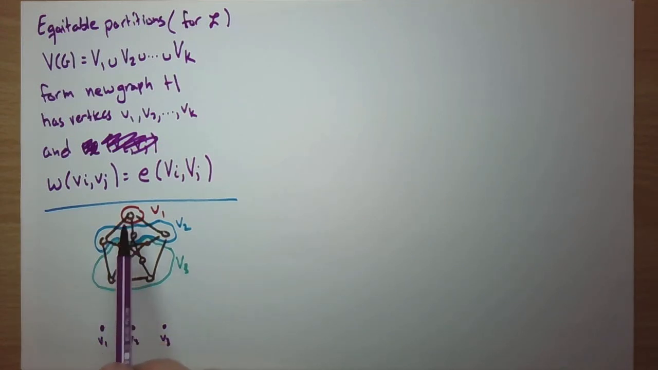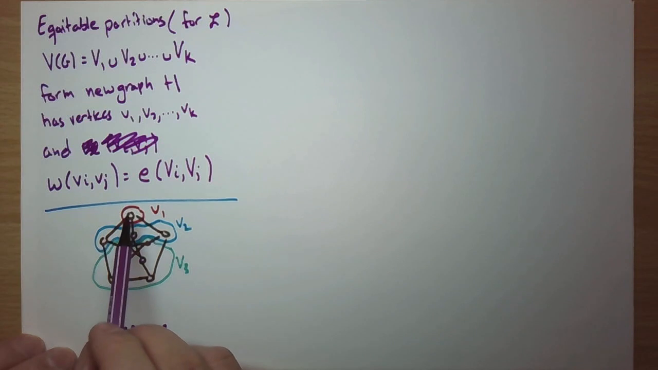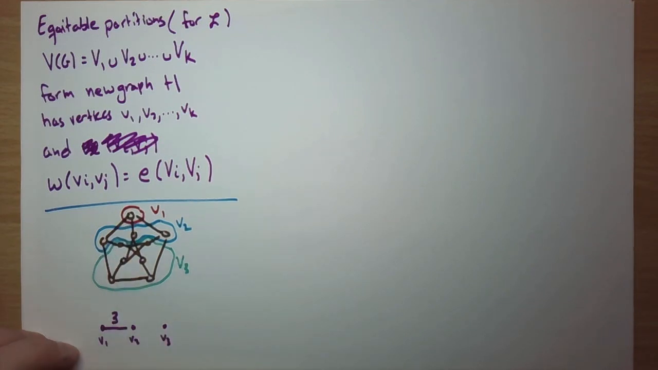All right, from V1 to V2, how many edges are there? There's 3. So we're going to put a weight here, 3. Now notice the number of edges from V1 to V2 is the same as the number of edges from V2 back to V1. And so there's symmetry, and so I don't have to worry about having an arrow going one way versus another. It just works out. All right, is there an edge from V1 to V3?